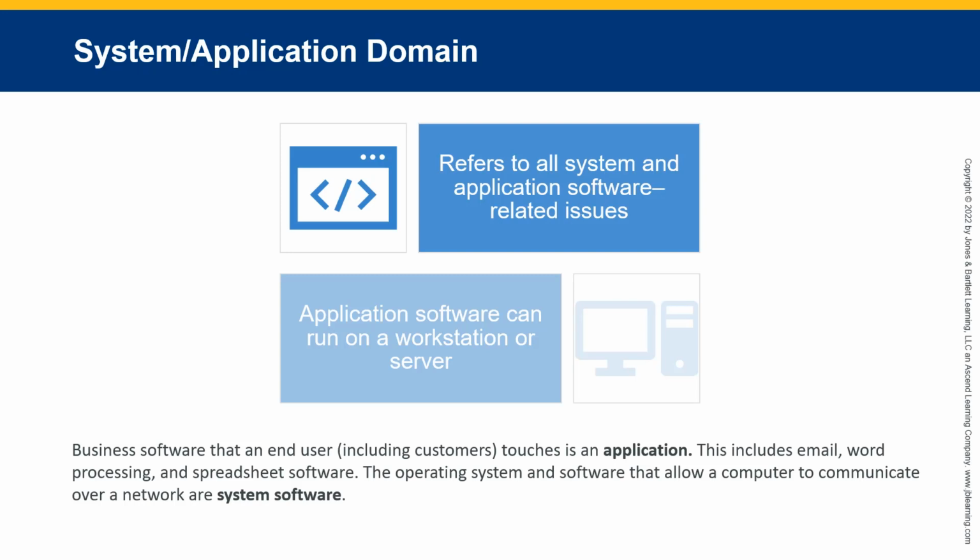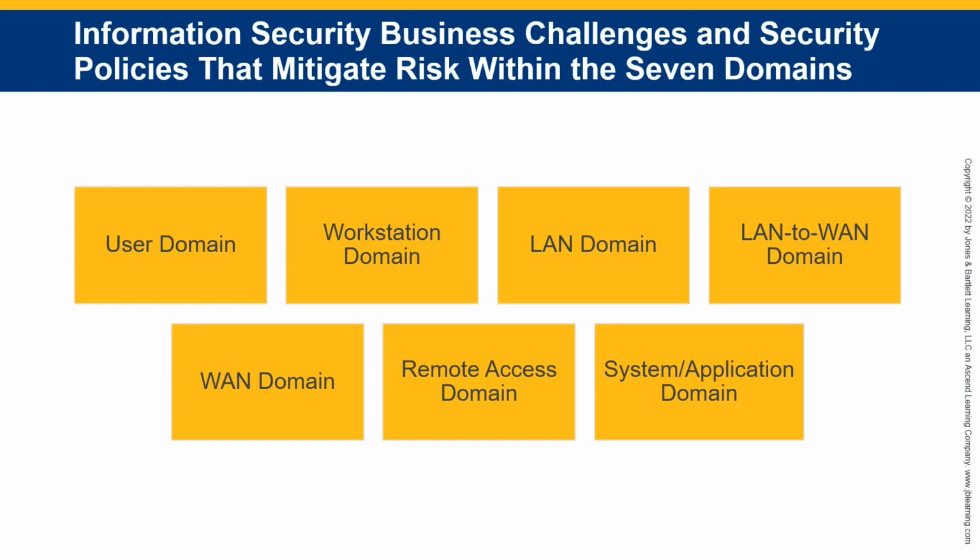Business software that an end user, including a customer, touches is an application. This includes email, word processing, and spreadsheet software. The operating system and software that allow a computer to communicate over a network is system software. Information security business challenges and security policies that mitigate risk within the 7 domains: user domain, workstation domain, LAN domain, LAN to WAN domain, the WAN domain, the remote access domain, and the system application domain.